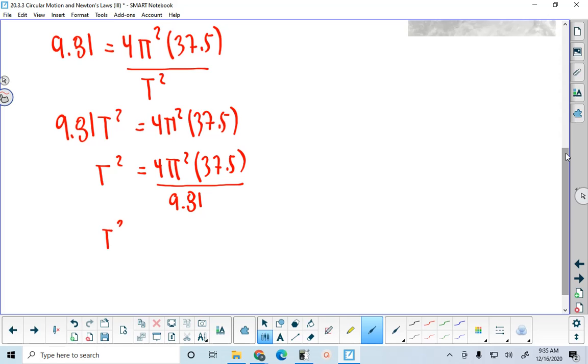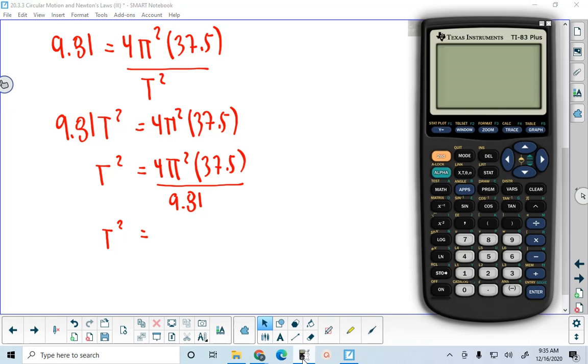And that will give us t squared, so we can go ahead and calculate that number. Four pi squared multiplied by the radius of 37.5, and then we want to divide by 9.81. Double check my numbers, they look good. So t squared is 150.9.